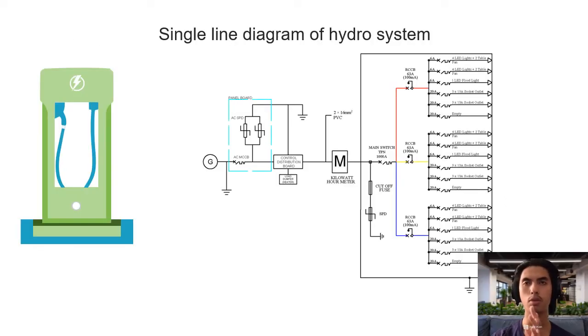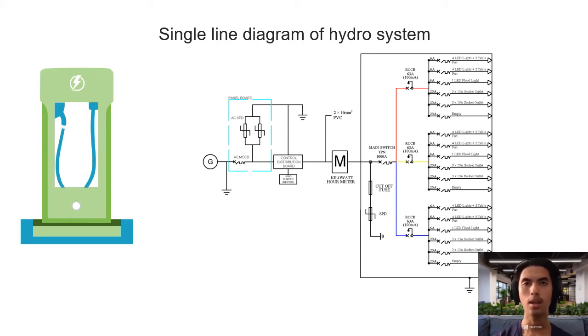Assalamualaikum, my name is Mohammed and I will be continuing the presentation of the project. So this is the single line diagram for the distribution system. The load is distributed evenly between three phases. As you can see, each phase has the same load.